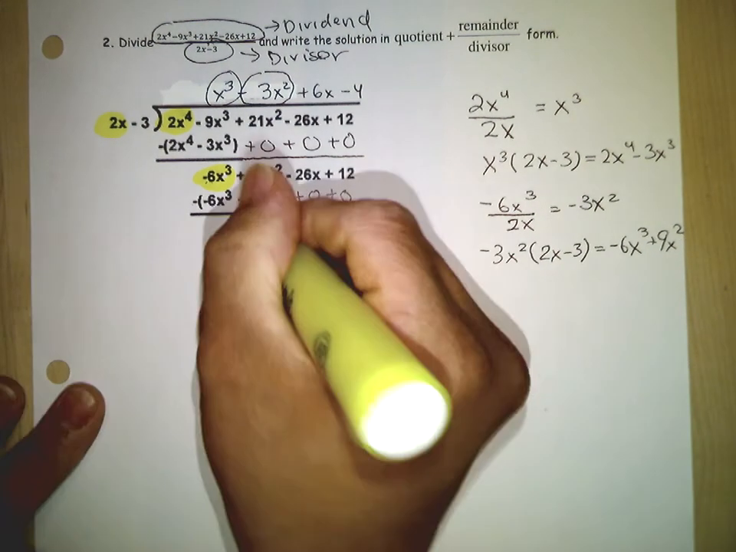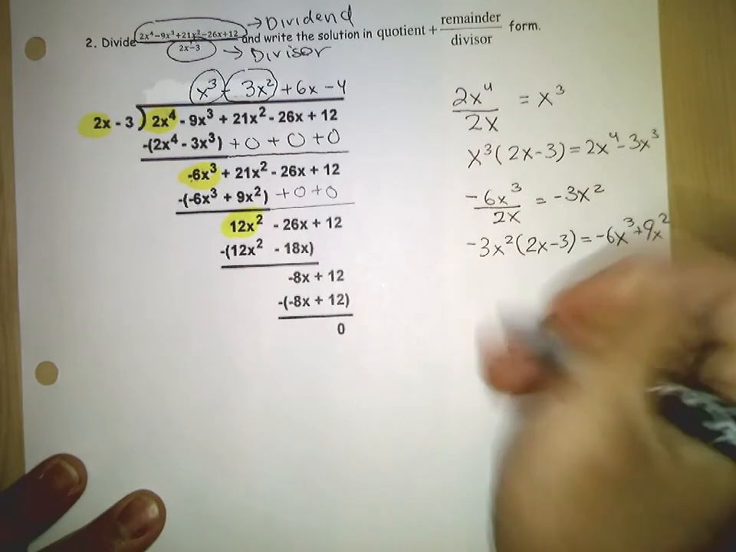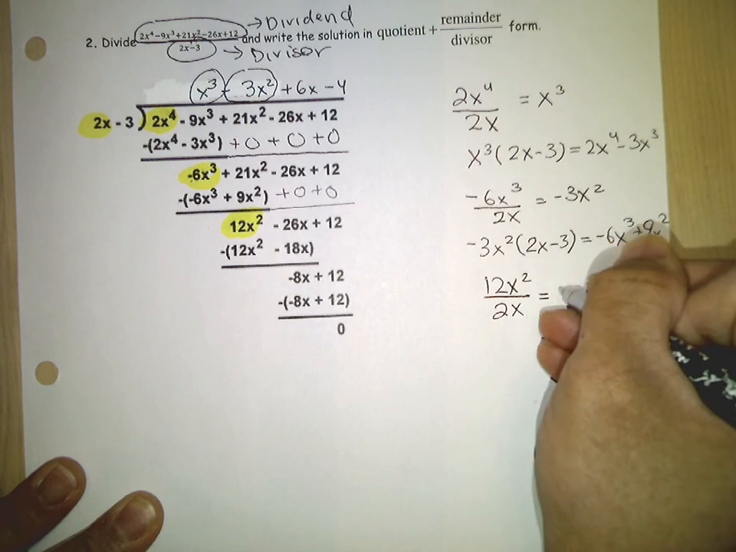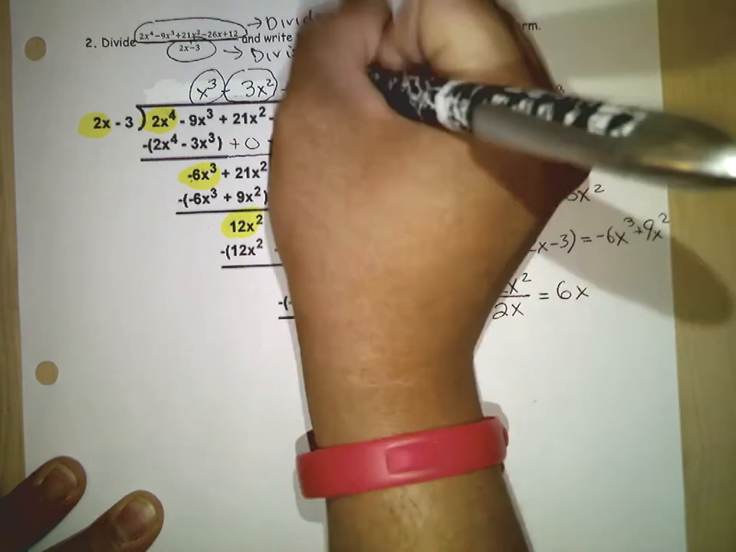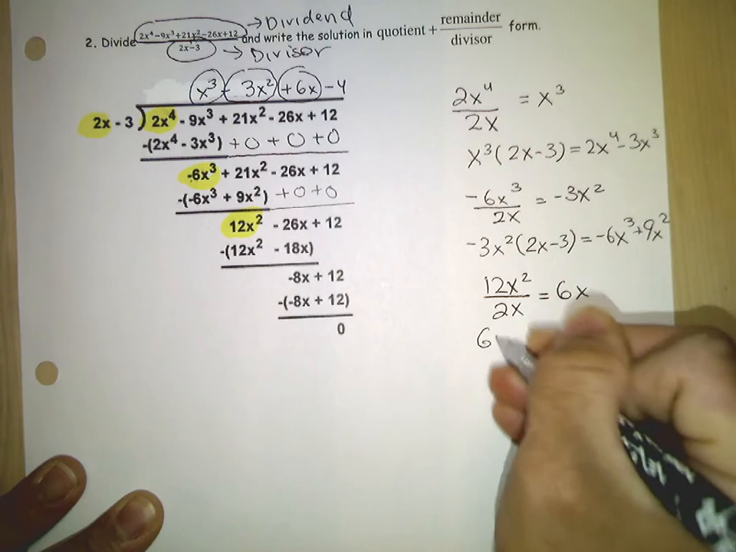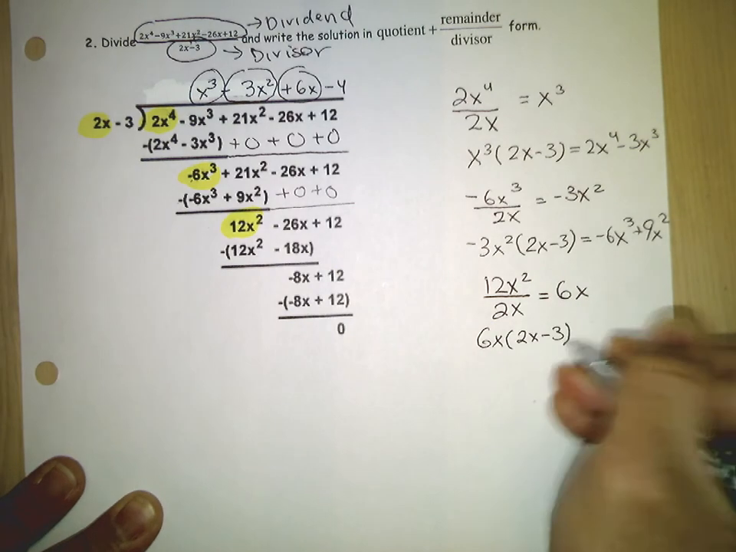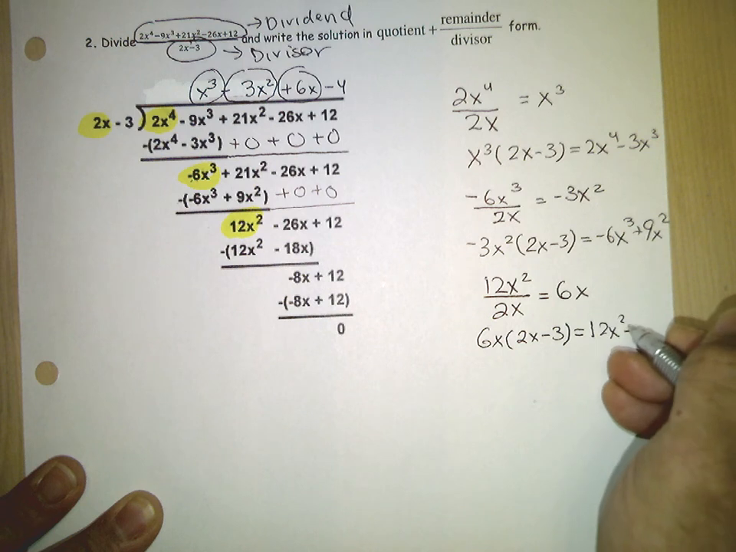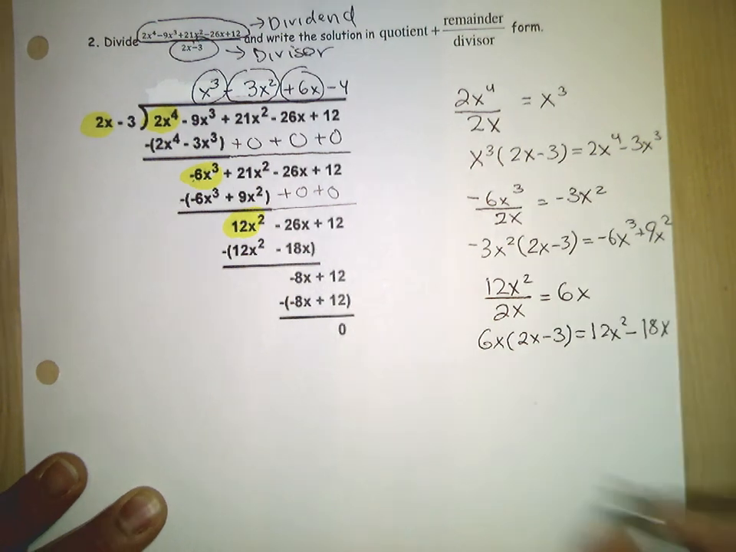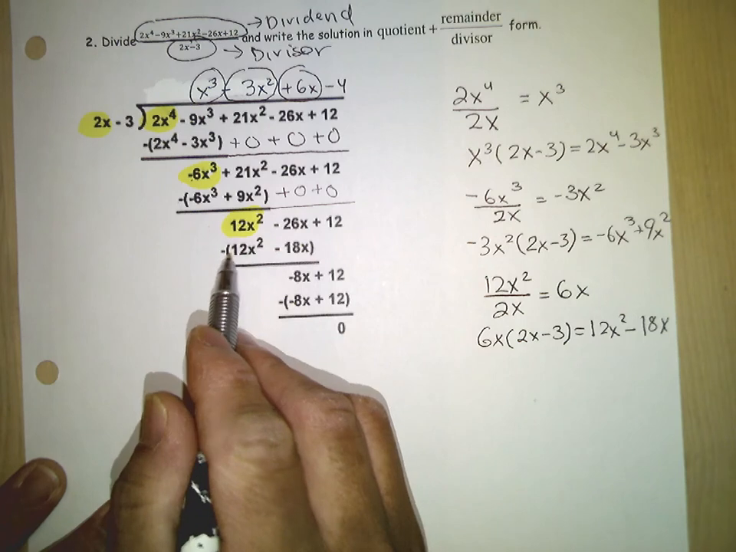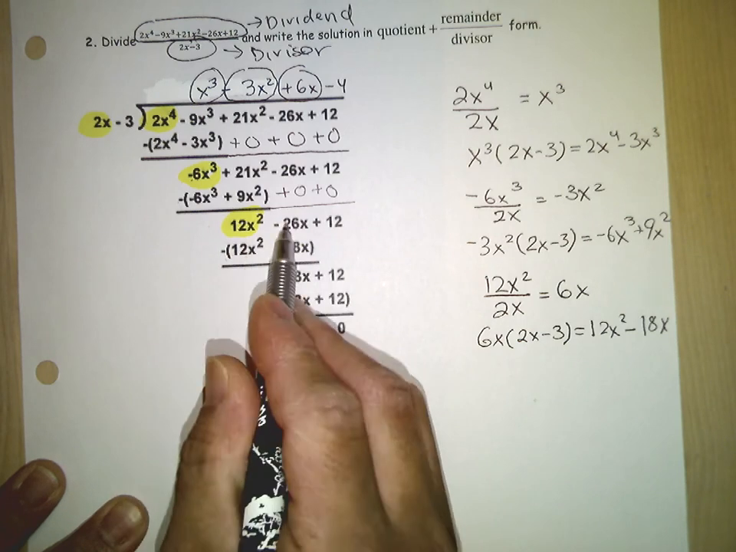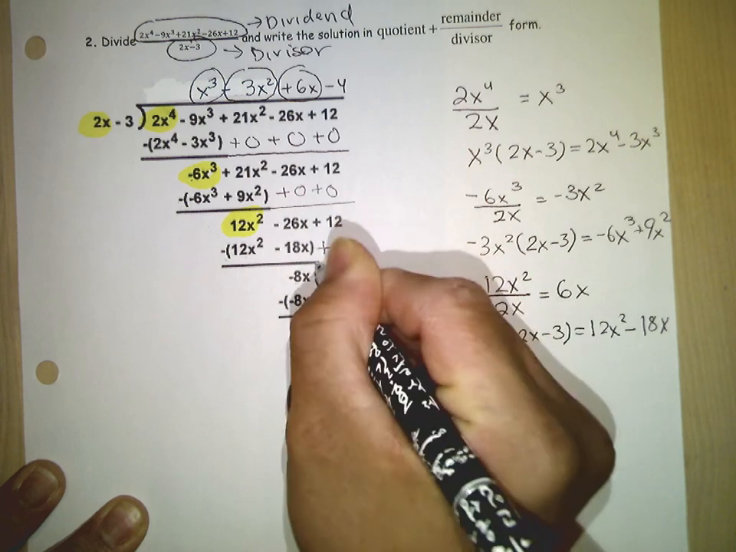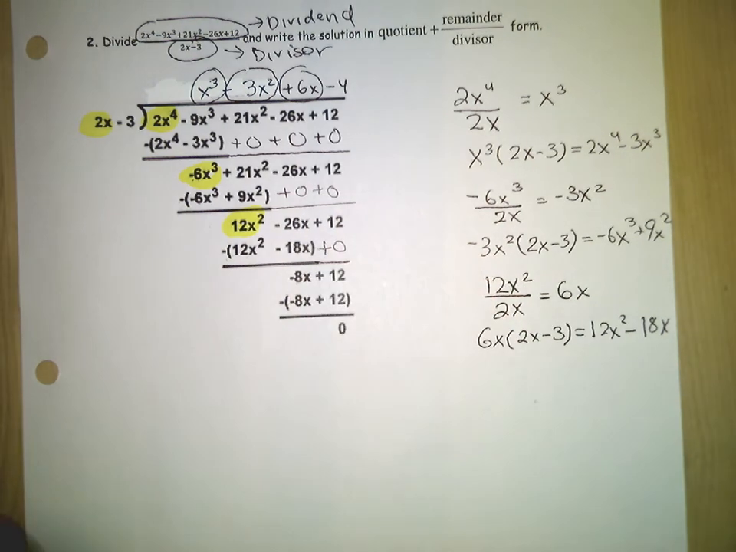Then we do this again. 12x squared over 2x. We divide and get, let's see, 6x, which is where this comes from. Then 6x times 2x minus 3 is 12x squared minus 18x. So that's where this comes from, and we subtract: 12 minus 12, 0. Negative 26 minus negative 18 is negative 8. And then, of course, we bring down the 12 because it's plus 0 here.